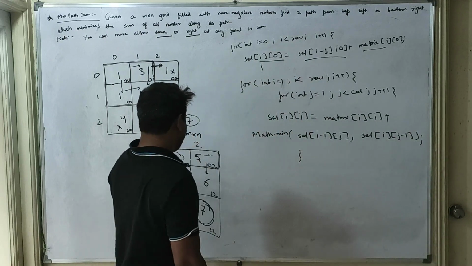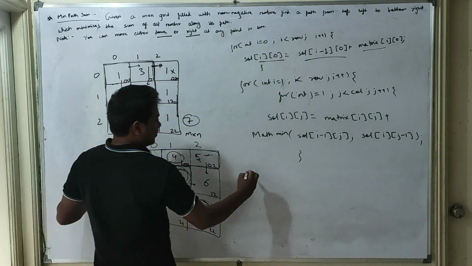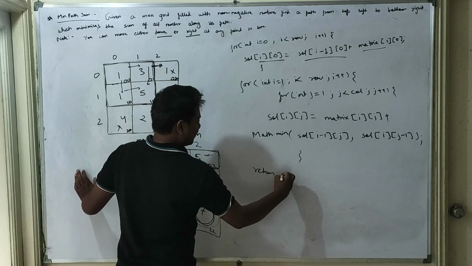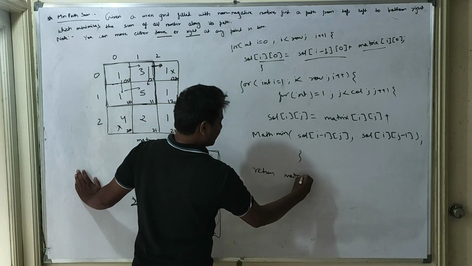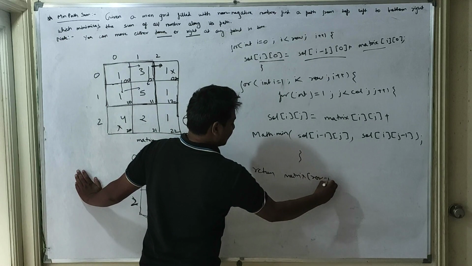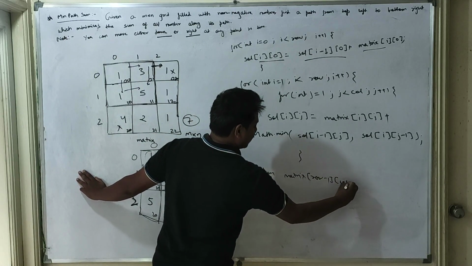Okay, finally we can return this particular cell. So we can return matrix of row minus 1 comma column minus 1.